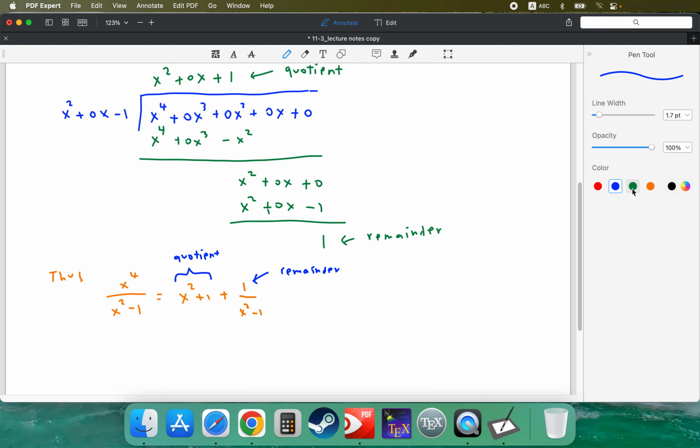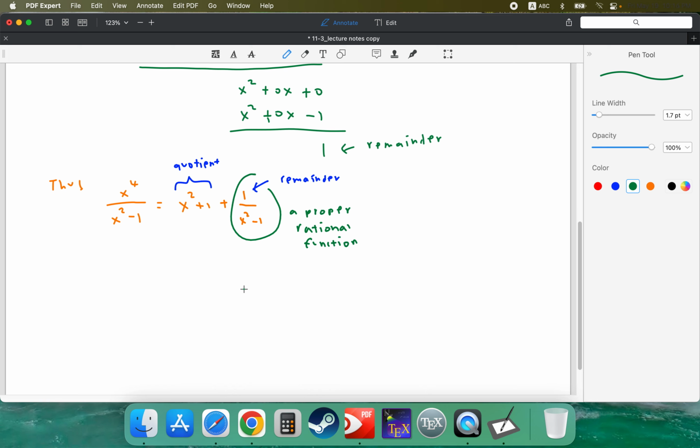Now notice that if I want to integrate this fraction, because they are equal to each other, right? That means I can integrate the right hand side, and x squared plus 1 is easy to integrate. And 1 over x squared minus 1 is a proper rational function. So this becomes a proper rational function, so we can perform partial fraction decomposition on this one. Okay, so that's the whole idea.